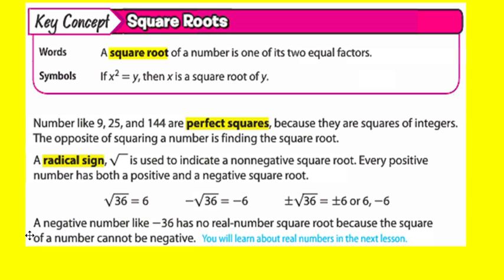A negative number like negative 36 has no real number square root because the square of a number cannot be negative. So whenever you're multiplying numbers times itself, positive times a positive is going to be a positive, and a negative times a negative is also going to be a positive. So you can't take a square root of a negative number.